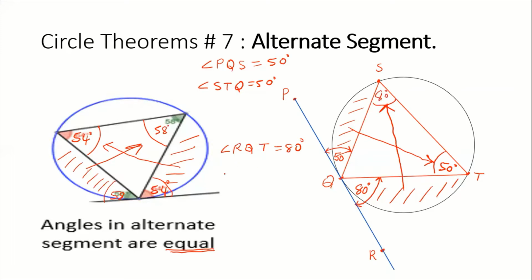All right. So therefore, we know that angle QST is equal to 80 degrees. How do you know? If they ask you for a reason, the reason is angles in alternate segment are equal, right? And that's it.